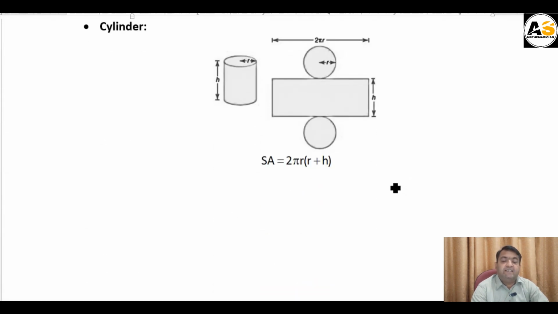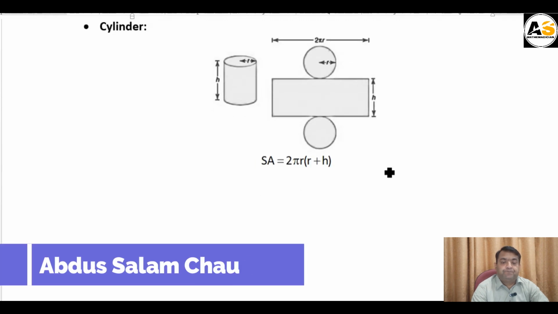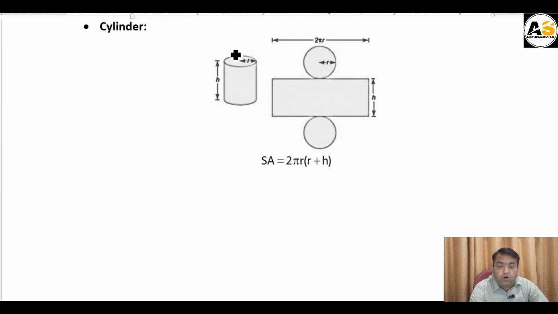Now the second shape is the cylinder. A cylinder is a shape whose top and bottom are circles of the same radius and it has height h. So it has 3 surfaces. This top surface, which is a circle, has area pi r square. Area of top will be pi r square, and what will be the area of the bottom?